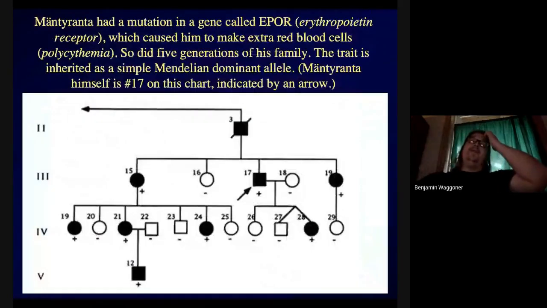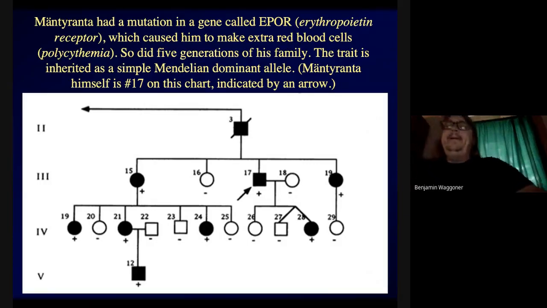And it turned out that he had a mutation in a gene called EPOR. It's called erythropoietin receptor. It enables certain cells to respond to a hormone called erythropoietin. So it's another one of those receptor proteins like ACE2 that we saw in the last lecture. And that mutation made him make extra red blood cells in his blood. And it turned out that at least 5 generations of his family had this trait as well.